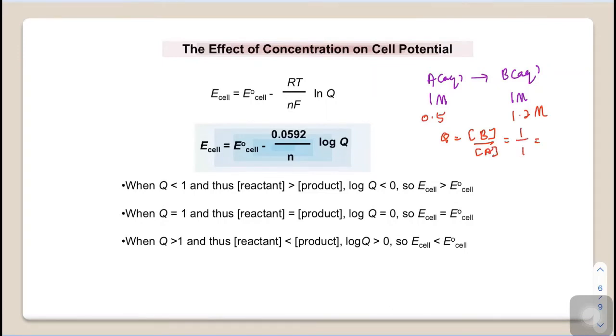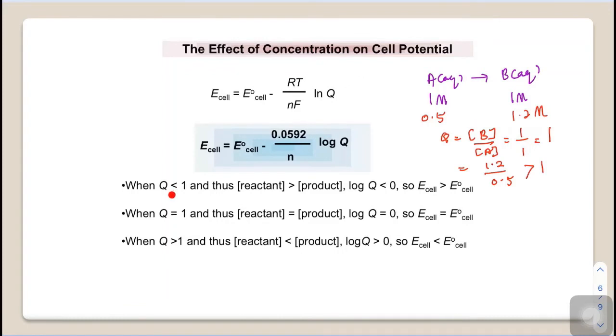(1 over 1) equal to 1, become different, and in this case the Q will be greater than 1. The Q also can be less than 1. If the Q is less than 1, the reactant's concentration is greater than the product. It will make the log Q less than 0, so that the E cell will be greater than E naught cell. This is how we predict.